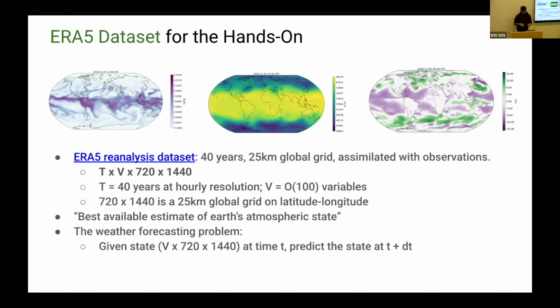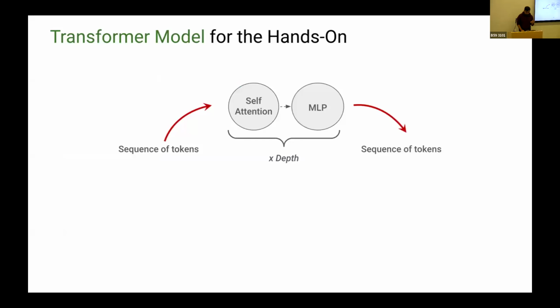And then in order to predict the weather in future time steps, you just do this auto-regressively, where you take the prediction at t plus delta t, feed it back into your model to get the prediction at t plus 2 delta t. You keep doing that again and again until you hit like 2 weeks. And that's how you get the weather forecast for the next 2 weeks. This is the problem that we're going to be solving today. We're going to be using the transformer model architecture.